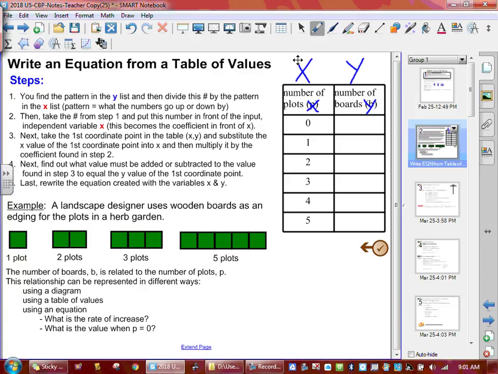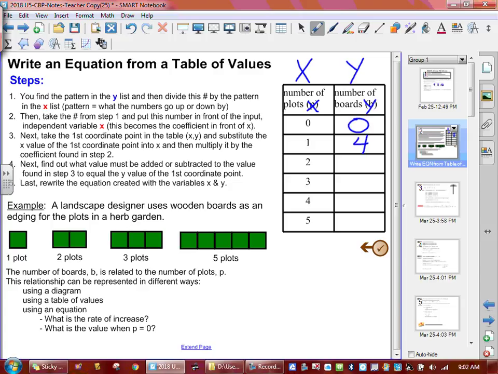So, what we've got to do is we've got to figure out for each number of these plots, because what we're doing here is, our example says we've got a landscaper. And he's going to be designing herb garden plots. So, it says he's going to be designing and creating them with boards. So for one plot, how many boards did he need to use there to make one? 4 boards. You need to enclose a space with 4 boards. So one plot was 4 boards. Okay? Well, if I made 0 plots, did I use any boards? No. So we would have started at 0, 0.